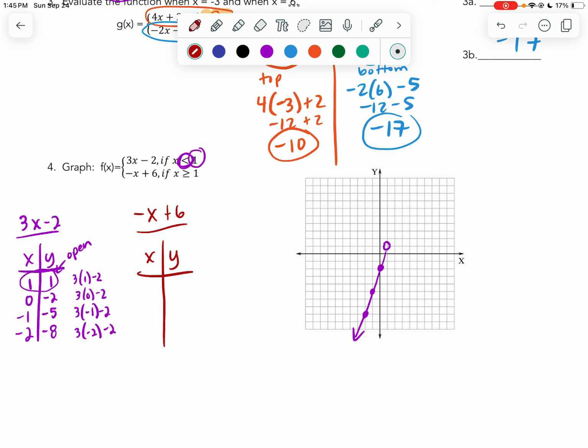Okay, then I'll do the same thing for the second one. So always start with whatever number's in the inequality and then follow the inequality. 2, 3, 4, so on. You could pick more. 4 is pretty good. Okay, now I'm going to plug in 1. So this one already has a negative sign. Then I'll plug in 1 for x. So negative 1 plus 6, that's 5. Negative sign, 2 plus 6, that's negative 2 plus 6, that's 4. And I'll just keep going.